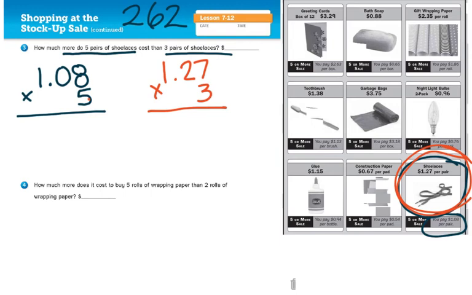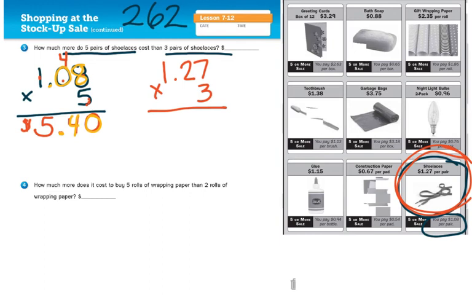5 times 8 is 40. Put down your 0, carry your 4. 5 times 0 is 0, plus 4 is 4. And 5 times 1 is 5. Now, if I estimate 5 times about $1 is $5. So I would put my decimal point here. I also can say there are 2 numbers behind the decimal point. I need 2 numbers behind my decimal point in the answer.